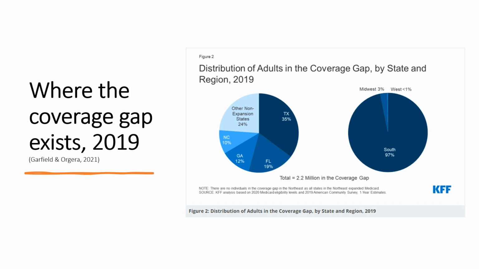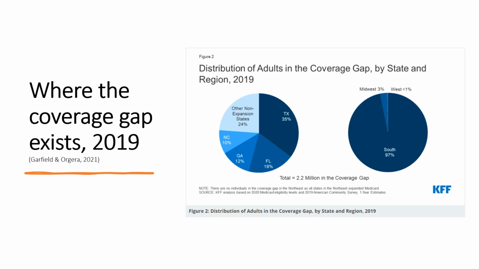So where does the coverage gap exist? When we look at it from a state and regional perspective, we can see Texas, Florida, Georgia, North Carolina. Well, North Carolina recently approved Medicaid expansion, so they'll drop out of that. But it's concentrated in a few states, and most of them are in the South, the areas where VCOM serves, where there's a tremendous need for healthcare.